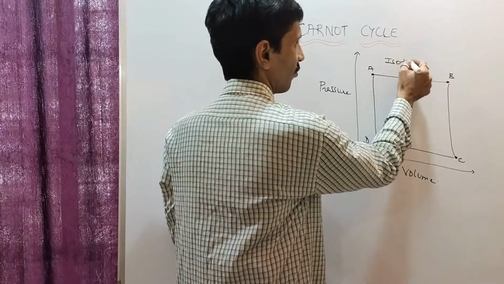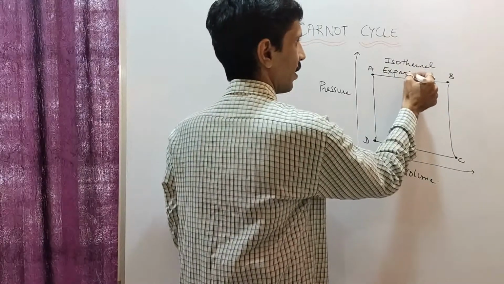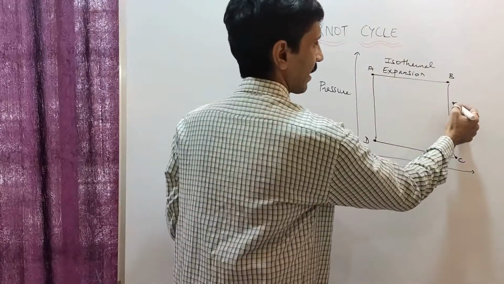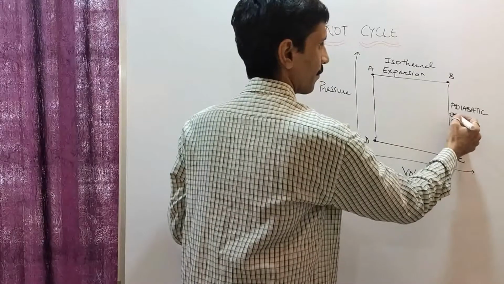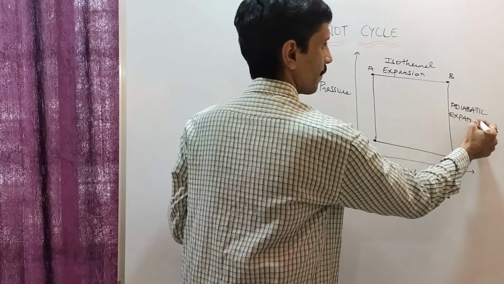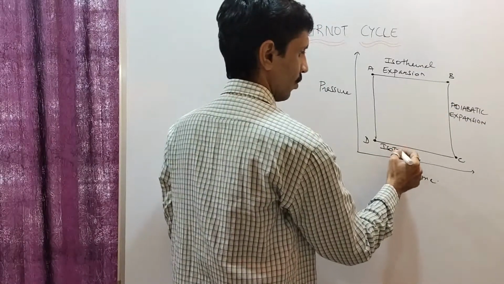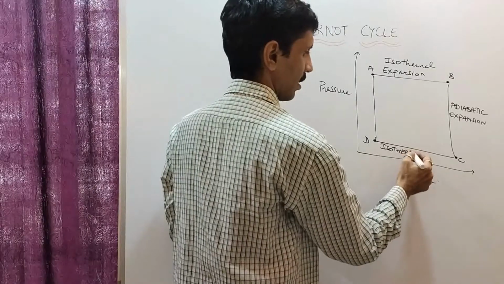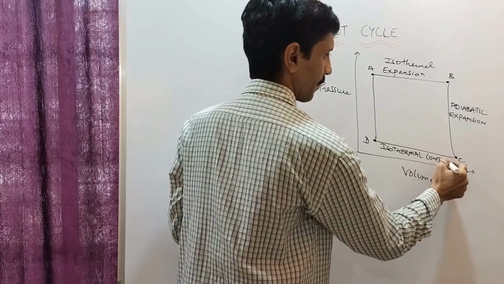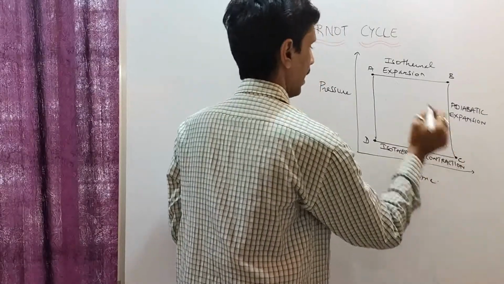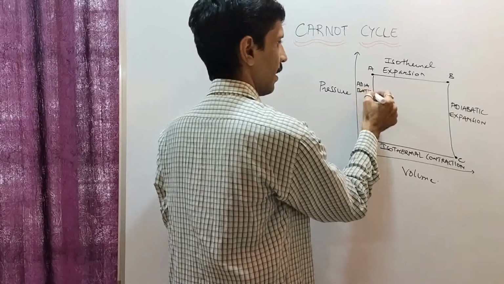Now the 4 steps which I was talking about: the first step, that is A to B, we call it isothermal expansion. Okay, we call it as what? Isothermal expansion. The second step, we call it as adiabatic expansion. The third step, we call it as isothermal contraction. And the fourth step is adiabatic contraction.